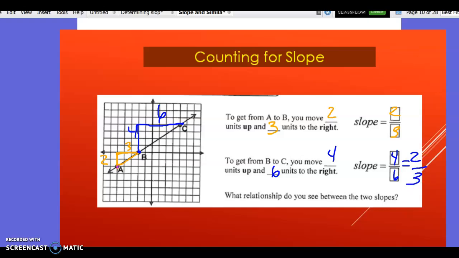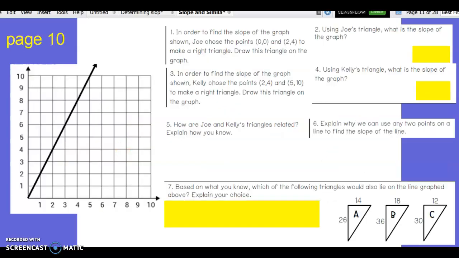Some of you may even choose to go from point A to C, which would make a similar triangle like this. No matter which 2 points you choose, you will always get exactly the same slope. So the slopes are going to be equal. Now let's apply this idea to some practice problems.